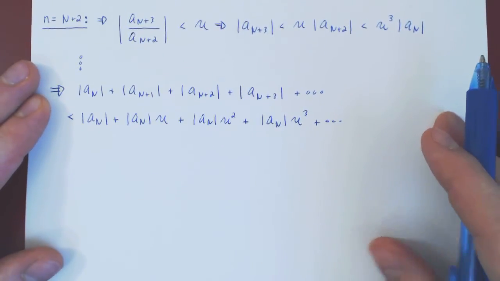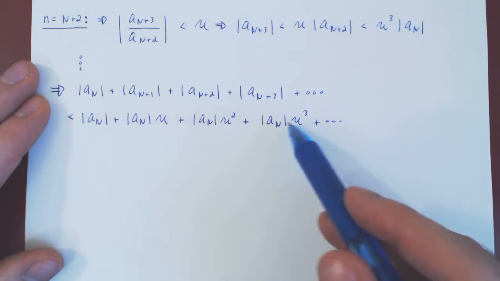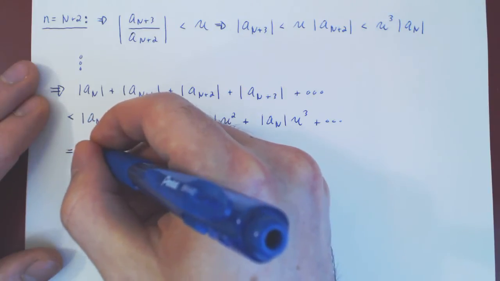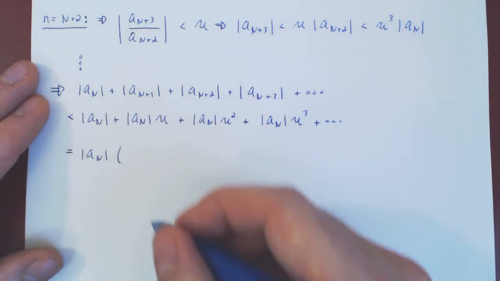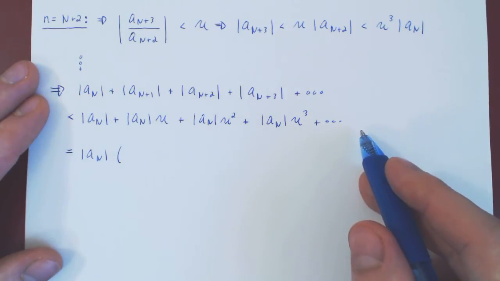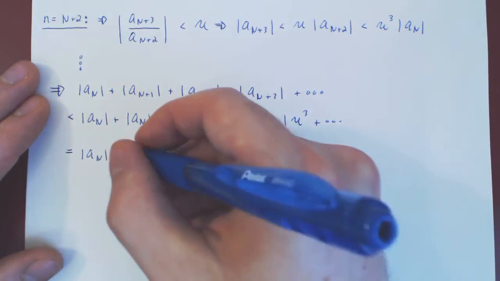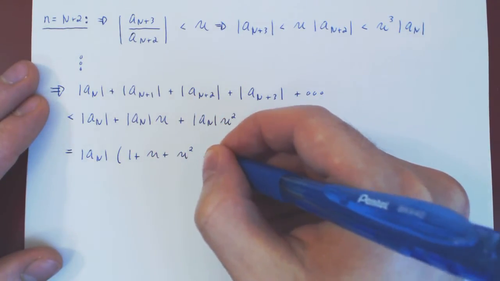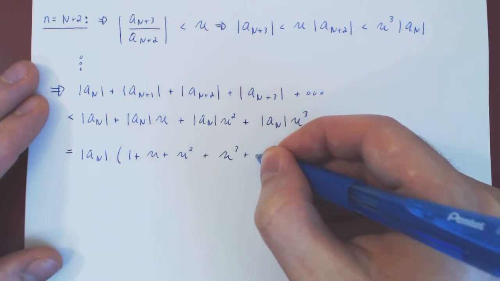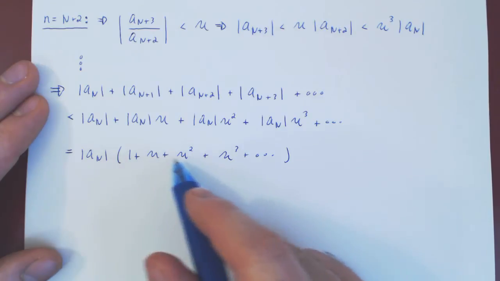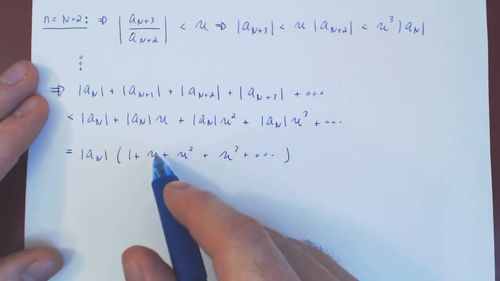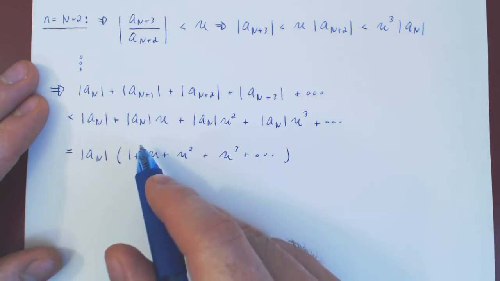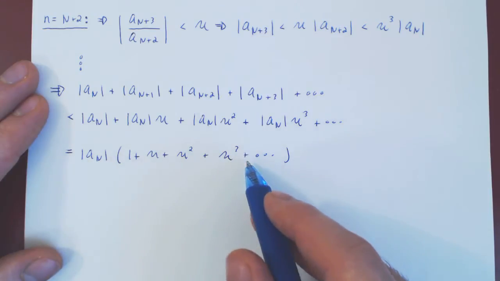But what's interesting now is every term is multiplied by |a_N|. So we can factor this out. If we factor out |a_N|, we're left with something that hopefully will look familiar. We're left with 1 plus u plus u squared plus u cubed, and so forth. This is a geometric series where r is u. We are summing consecutive powers of u: u to the 0 plus u to the 1 plus u to the 2 plus u to the 3, and so forth.